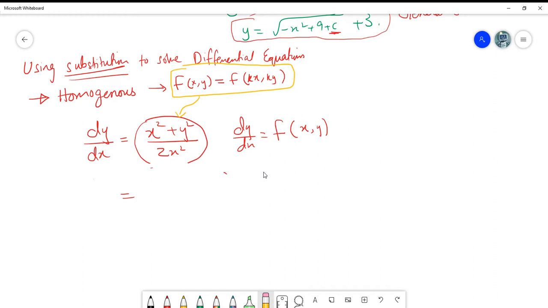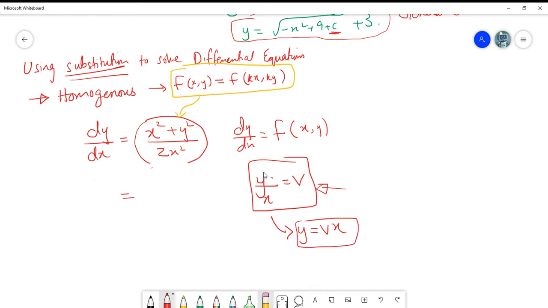And because we've established that this is a homogeneous differential equation, we can use this substitution: y over x equals v. This is normally a substitution used for solving such equations. So all I have to do is make y the subject. So y equals vx. Remember, this is a normal substitution that we use to solve such type of equations. So from this, I've established that y equals vx.